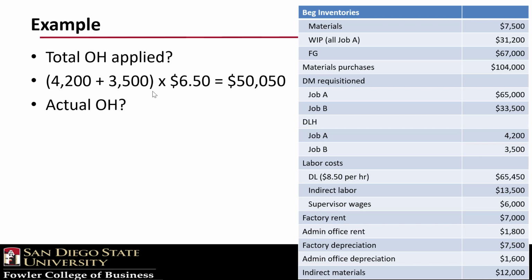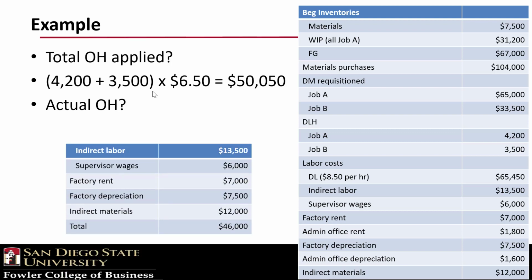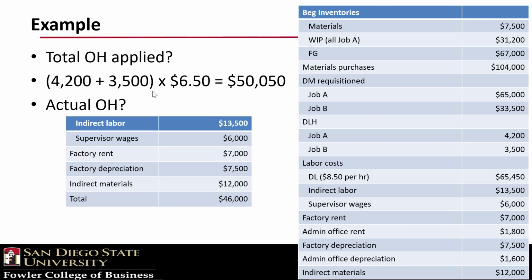We can compare that now to our actual overhead. The way we do that is we identify all the actual overhead cost pools and just aggregate them. So we've got indirect labor of $13,500, supervisor's wages of $6,000, factory rent of $7,000, factory depreciation of $7,500, and indirect materials of $12,000. And notice that we did not include the administrative office costs because those are not part of factory overhead, and so they would not be included in our predetermined overhead.